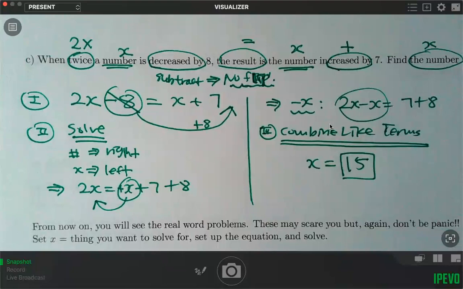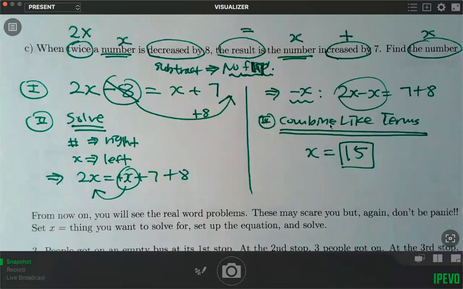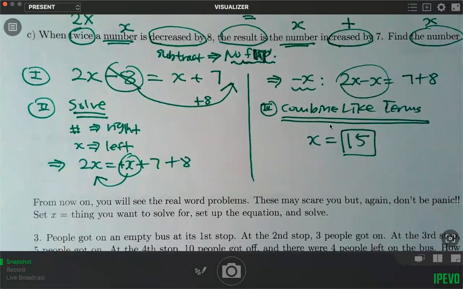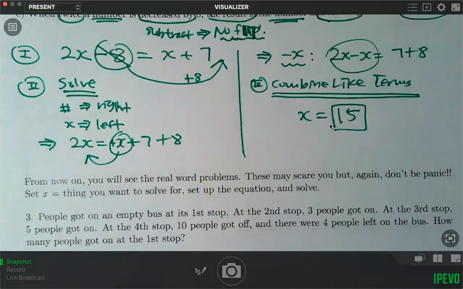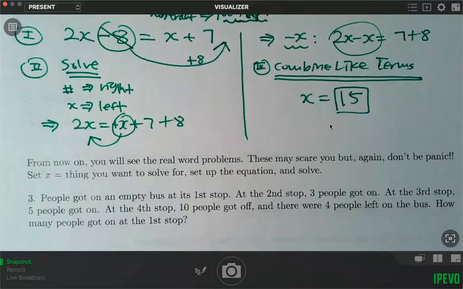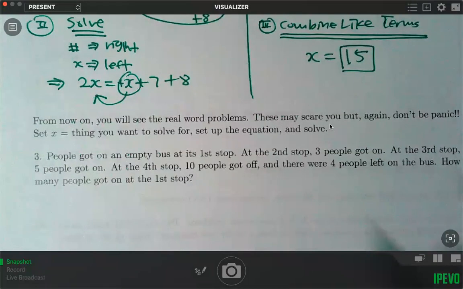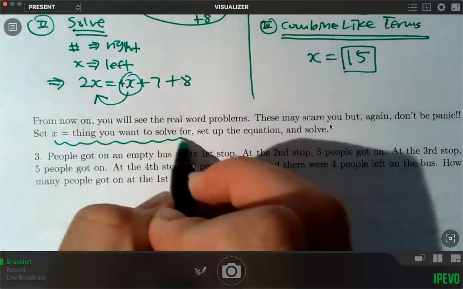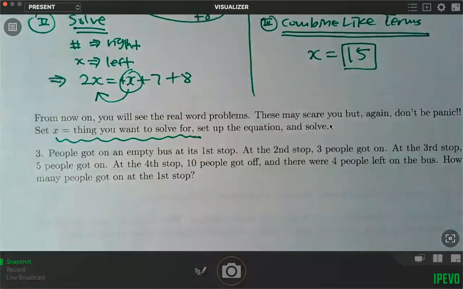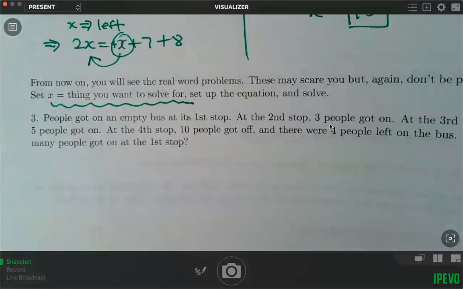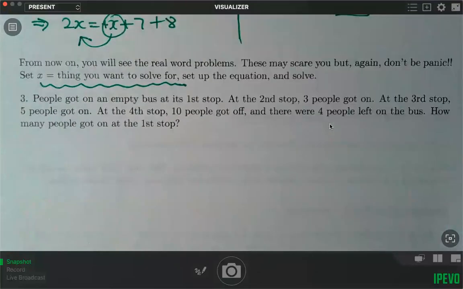Okay, any questions on these problems? Okay, so now, surprisingly, these word problems that we just saw are not the real world problems. Here come the real world problems. So the common goal is set x to be the thing we are solving for, and then set up the equation, and then solve. Okay, so now we'll see the real world problems. So let's look at the next one.